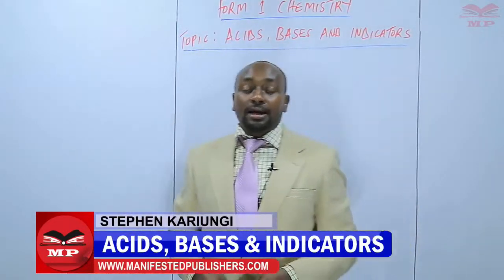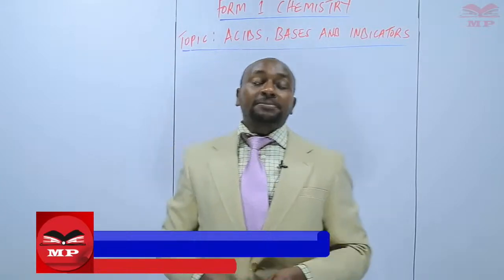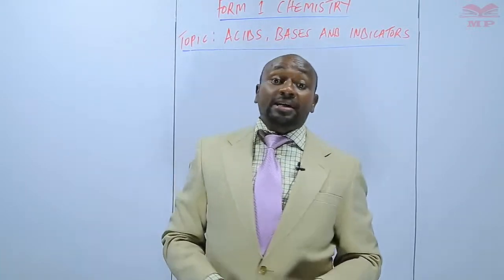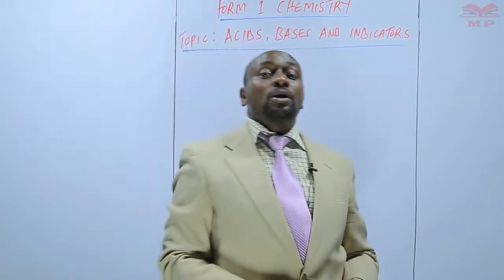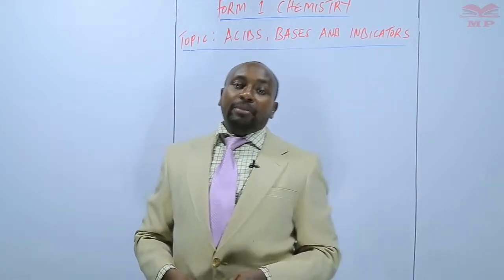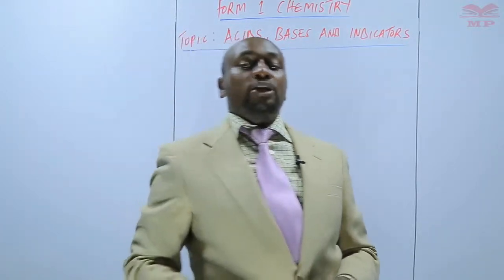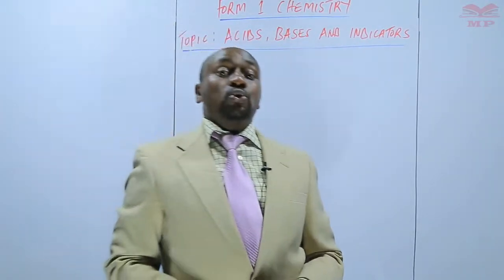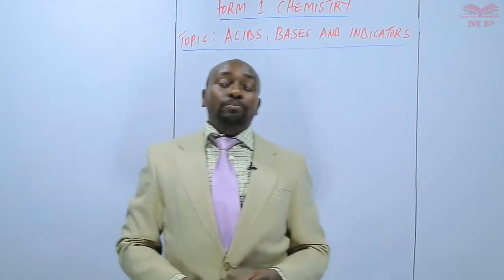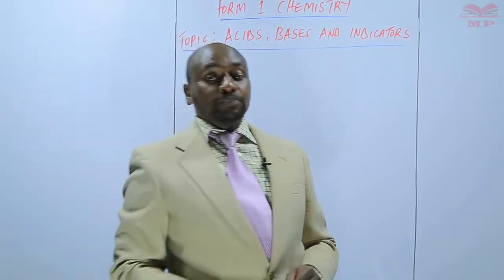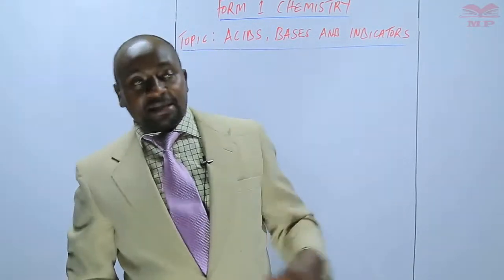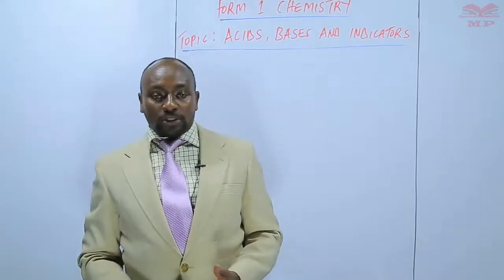The topic is acids, bases, and indicators. We are on the third property where we are discussing neutralization, which means the reaction of dilute acids with bases. And remember, we say that bases can either be metal oxides or metal hydroxides. We also learned that those bases that are soluble in water, we refer to them as alkalis. And we also have other bases that are insoluble in water.